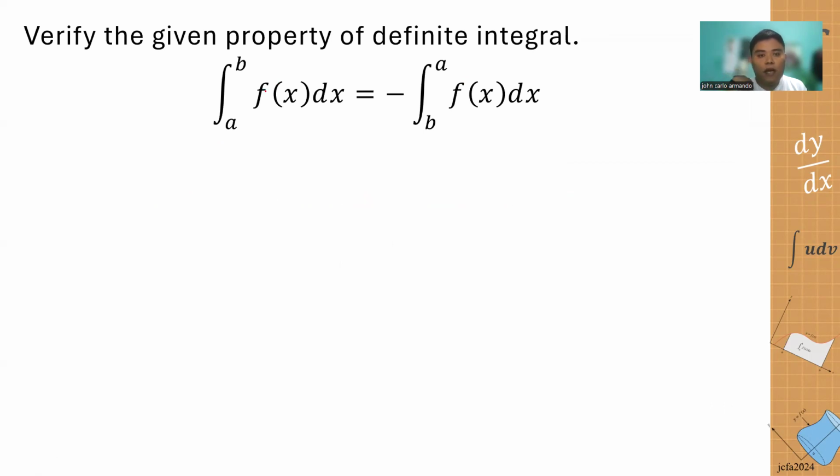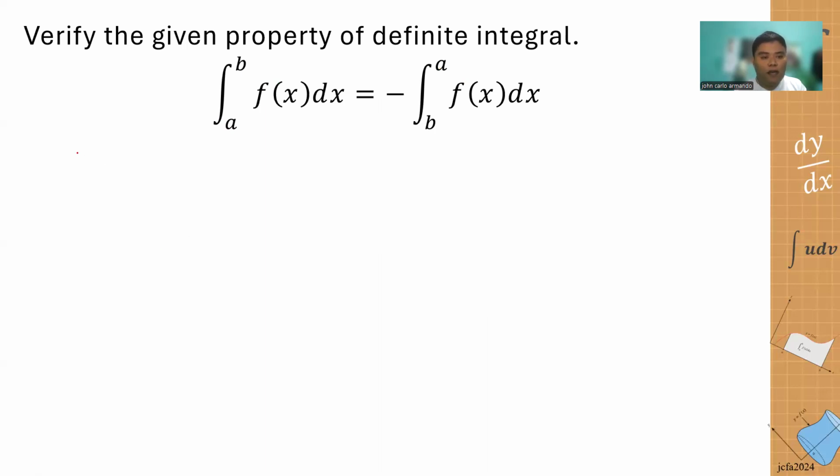So we have the integral of f of x dx from a to b is equal to negative integral of f of x dx from b to a. As you can see, the limits of integrals are interchanged. In the left side, we have the lower limit as a and the upper limit as b. Then for the right side, the upper limit is b and the lower limit is a. How are we going to verify that? Simply, we can use any function.